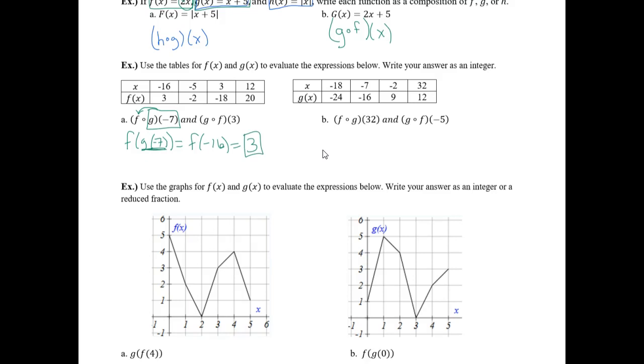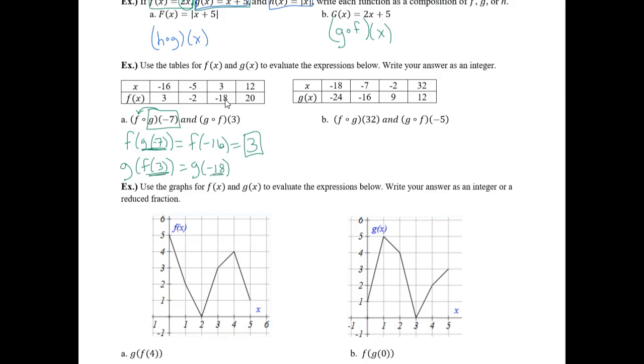I do the same thing with g of f of 3. So g of f of 3. So now I'm starting with function f, and I'm inputting 3. So we input 3. We get an output of negative 18. So f of 3 equals negative 18.